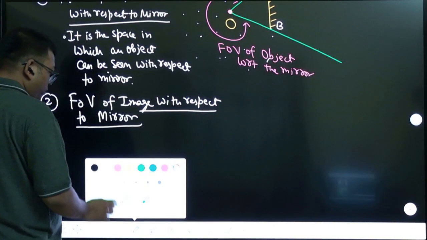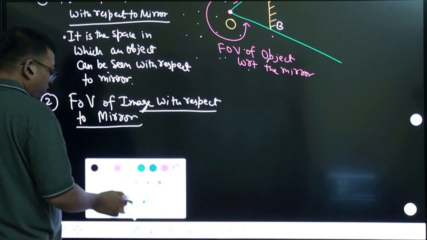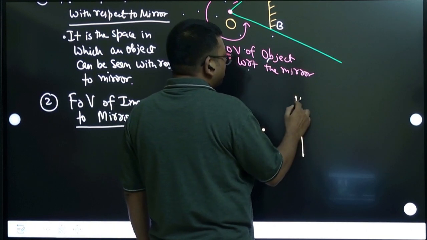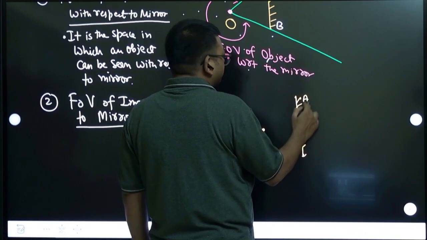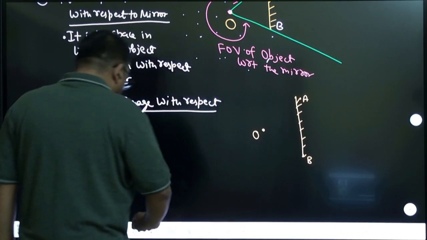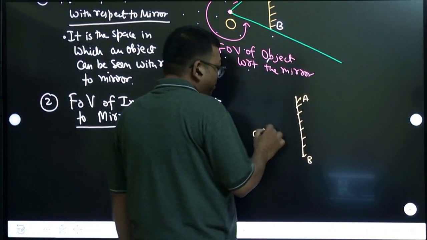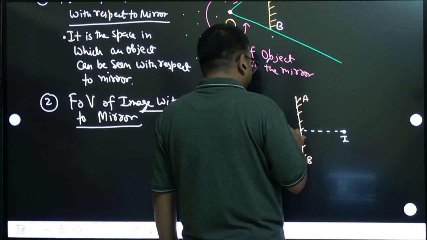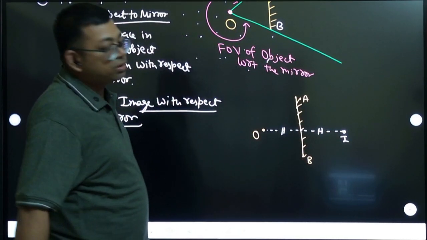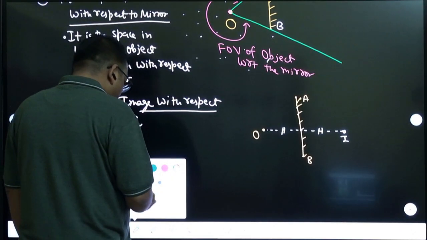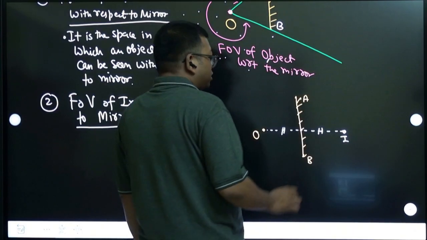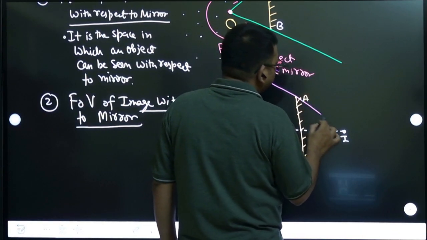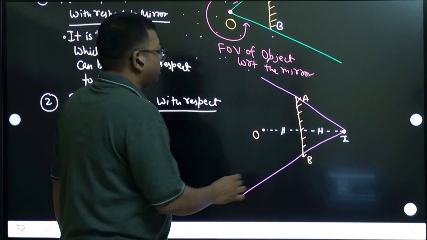So the field of view of the object is over. Now the field of view of the image. Suppose this is an object, and this is the mirror AB. Now first make the image. You know that for a plane mirror, the image will be at exactly the same distance. This is the image, so object distance and image distance are equal. You already know that, right? Now connect this image with the ends of the mirror, like this.